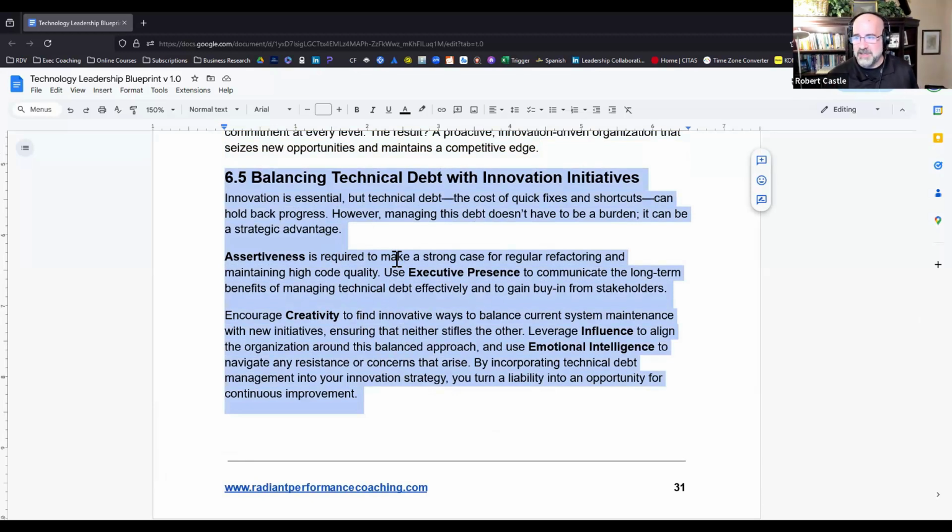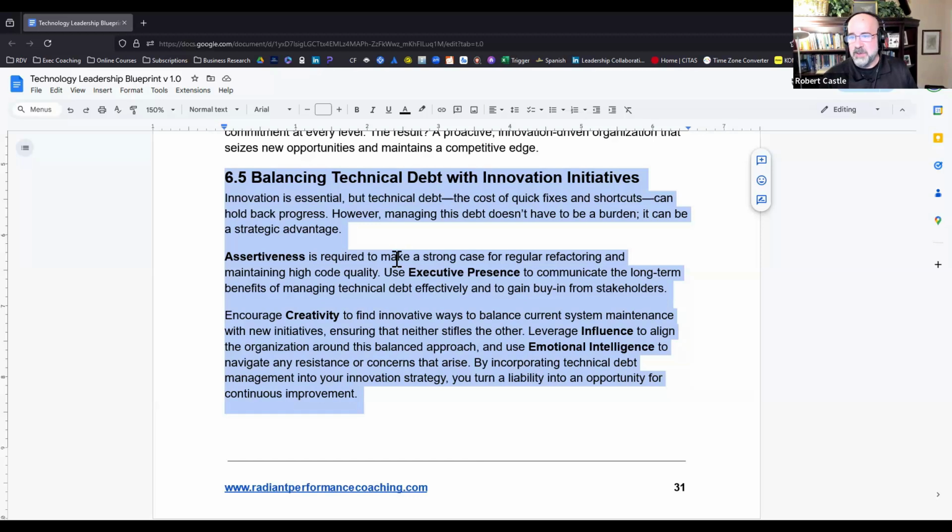Assertiveness is required to make the strong case for regular refactoring and maintaining high code quality. Use executive presence to communicate the long-term benefits of managing technical debt effectively to gain buy-in from stakeholders. Encourage creativity to find innovative ways to balance current system maintenance with new initiatives, ensuring that neither stifles the other.